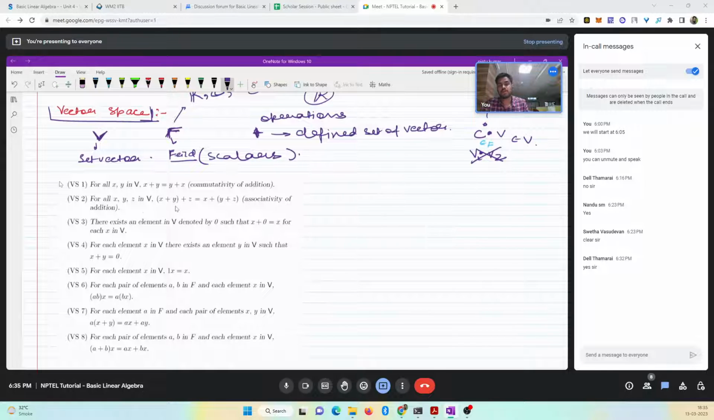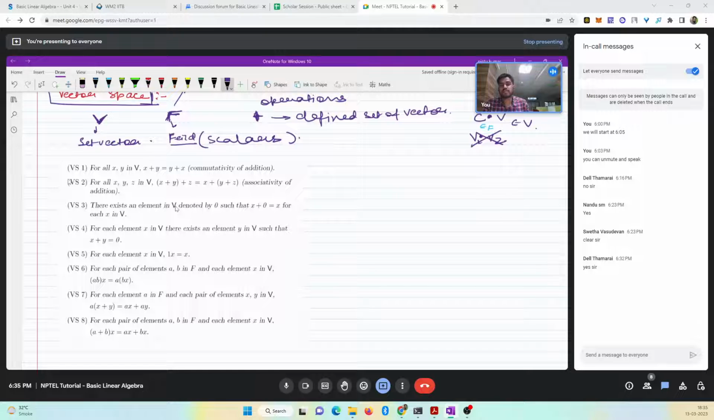Now, let's say you constructed somehow all these 4 ingredients, then these things should satisfy these 8 properties. If it satisfies all these 8 properties, then this combination of V and F, we denote it like this. This is your vector space. We'll go through the properties one by one.